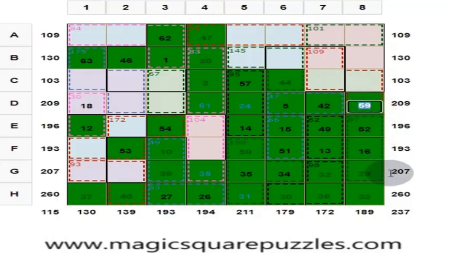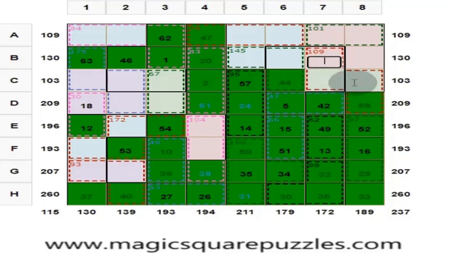This is 59. Okay. So that means 69, 79, 89, 99, 109. So 50. So these three are up to 50. So these two are up to 57 plus 44 is equal to 101. This is 50. These three are 50. 101 plus 50, 151.